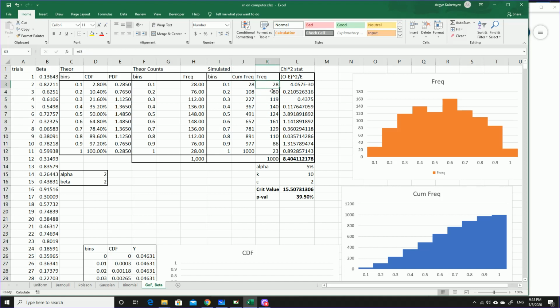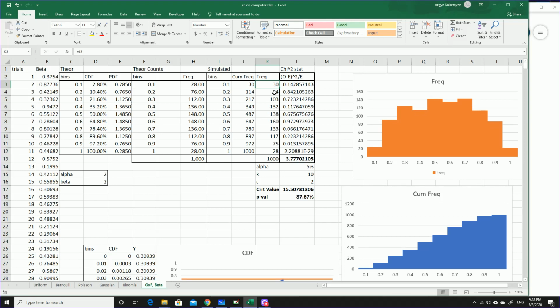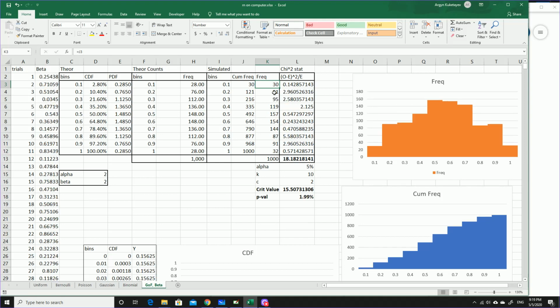These are observed numbers. So it happens so that let's generate a few times. So for instance, in this case, it happened. Wow, it's an interesting case, by the way.